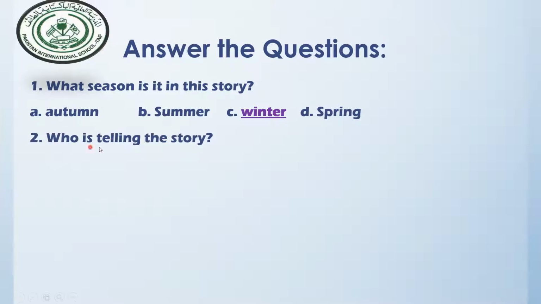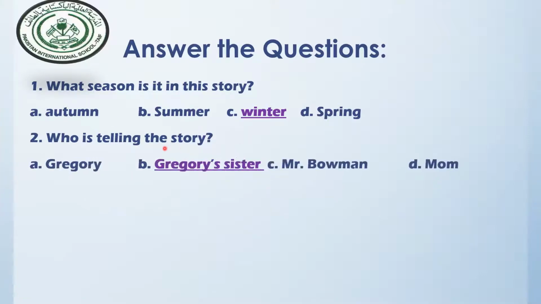Question number two: who is telling the story? Means someone told you that he's my brother, like this. Who told? We have to find out. Four options are given: A, Gregory; B, Gregory's sister; C, Mr. Bowman; D, mom. The correct option is B, Gregory's sister told the story.